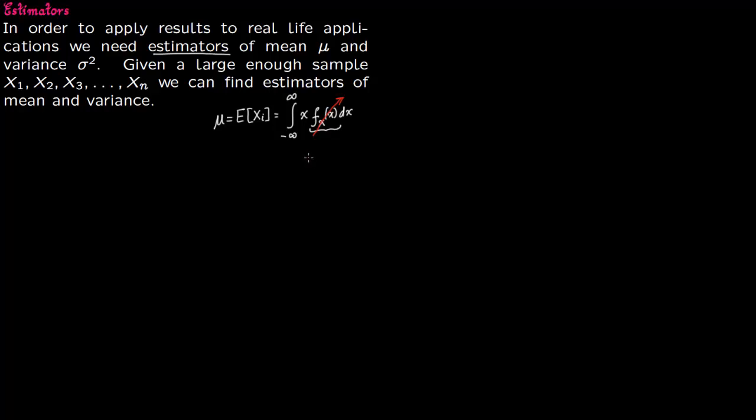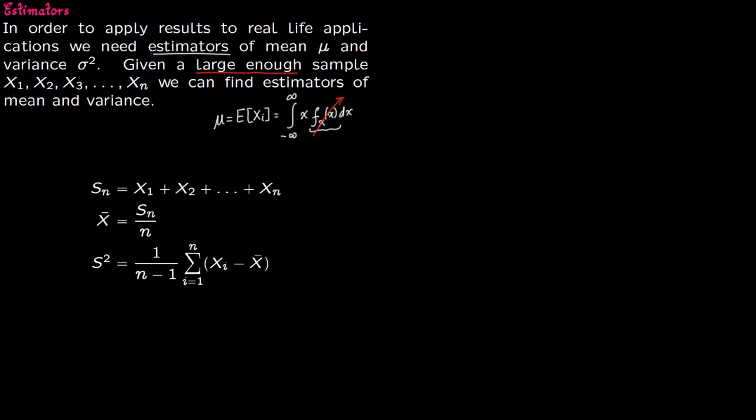So how do we now compute mean and variance? For that purpose, we need estimators of mean and variance. So the first thing you do is you have a large enough sample. From this sample, you find the sum of all these random variables, and then you take the average. Sn by n gives you the average. So we are saying that this average is the estimator of mean. That is, this is approximately equal to the mean, which is equal to the expectation of xi. So rather than integrating it, you could just take the average and still find the mean.